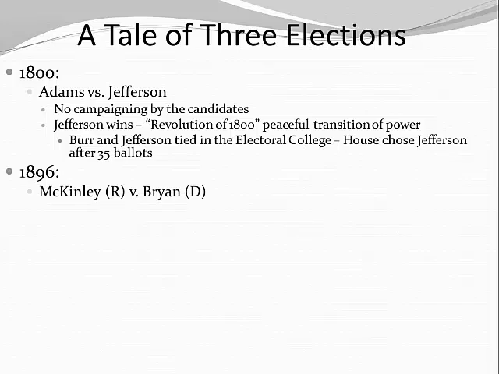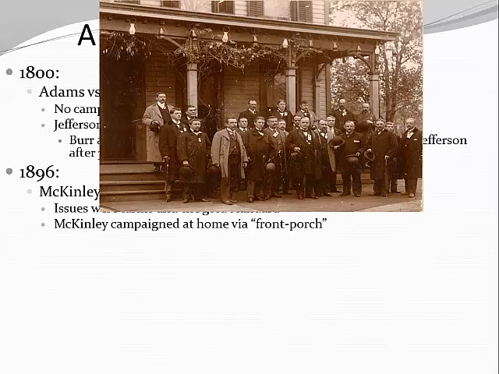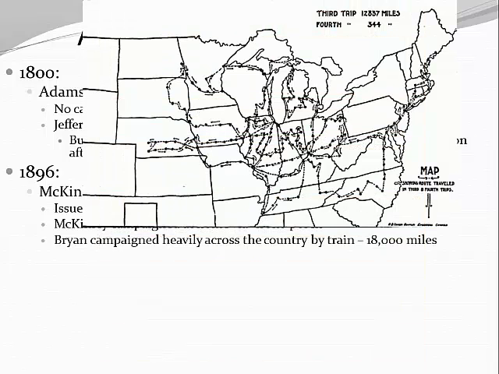Let's go to the election of 1896. We have William McKinley versus William Jennings Bryan. Now, the issues during this time were tariffs and the gold standard. It was all about the economy. Now, McKinley did campaigning at home via something known as the front porch, which he really did not leave his porch, and he just would campaign and give speeches from that.